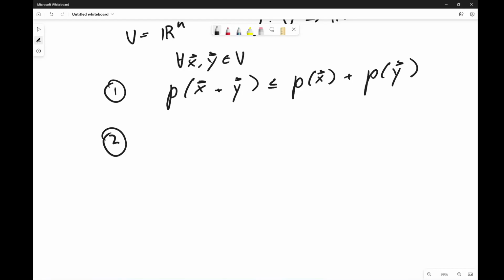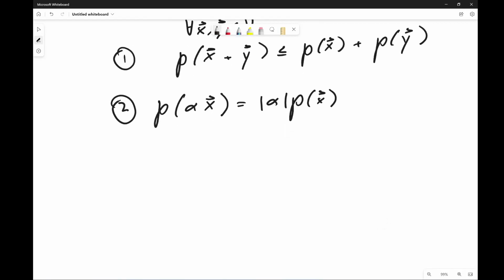Our second property is P of some scalar, let's put alpha, times x, is equal to the absolute value of this scalar times P of x, for all x and where alpha belongs to the reals.